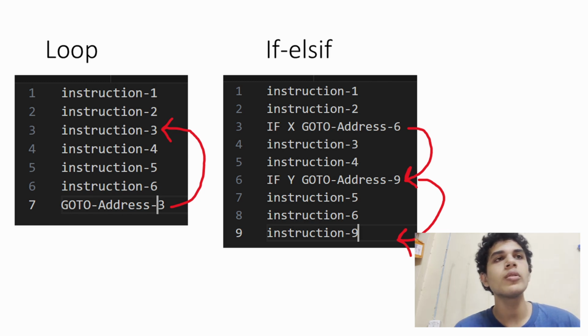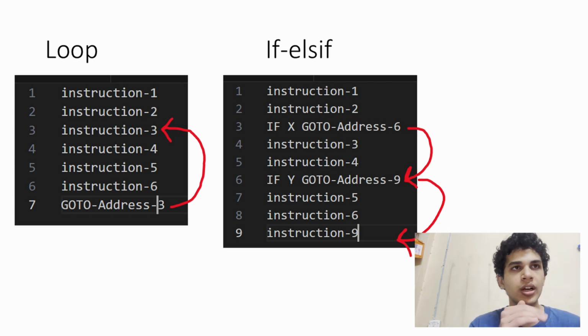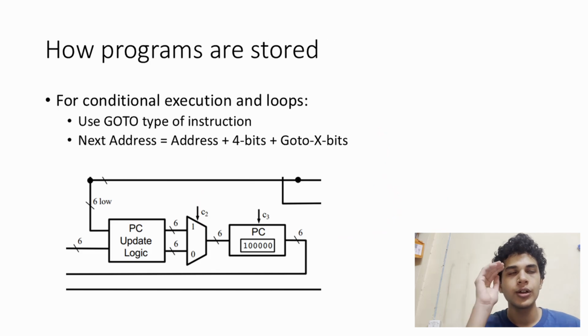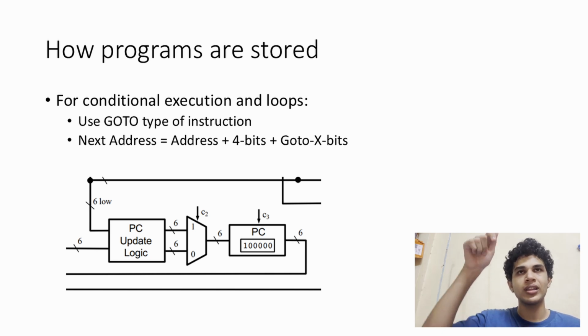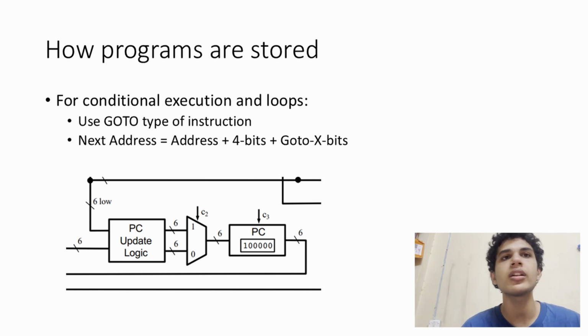And this can be used to implement loops. Basically, once you reach an address, you go back to an address that was before the current address, and thereby you again go back, then come down, then go back, then come down. Thereby you can run a loop.